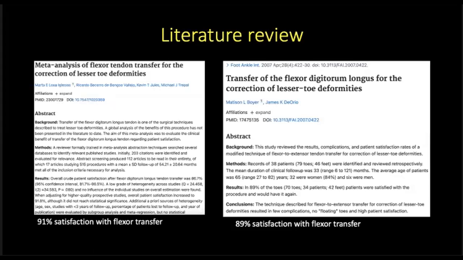So let's talk about some of the literature here. So we discussed flexor tendon transfer, and like I mentioned, I think it's a great procedure. It's really underutilized. Both these papers have shown this for flexor tendon transfer. Here on the left, this paper shows almost a 91% satisfaction for flexor tendon transfer. Here on the right, a paper written in 2007 in FAI showing 89% satisfaction with the flexor tendon transfer. So yes, you do hear some of the horror stories about stiffness and what have you, but the literature does support flexor tendon transfer.